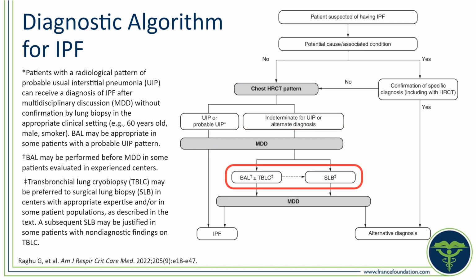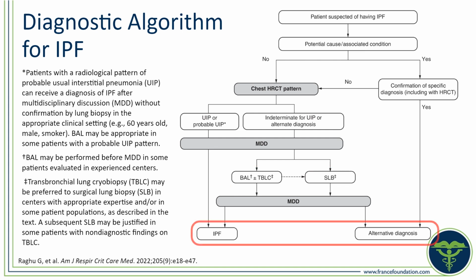Obtaining a lung biopsy, whether that's a surgical lung biopsy or a transbronchial cryobiopsy, can influence treatment based on the exclusion or inclusion of alternate diagnoses, as I mentioned previously. The discovery of sarcoidosis as a cause of a progressive fibrosing interstitial pneumonia, or the discovery of a concomitant or mimicking lung cancer, will certainly alter the treatment decisions that you make for that patient.